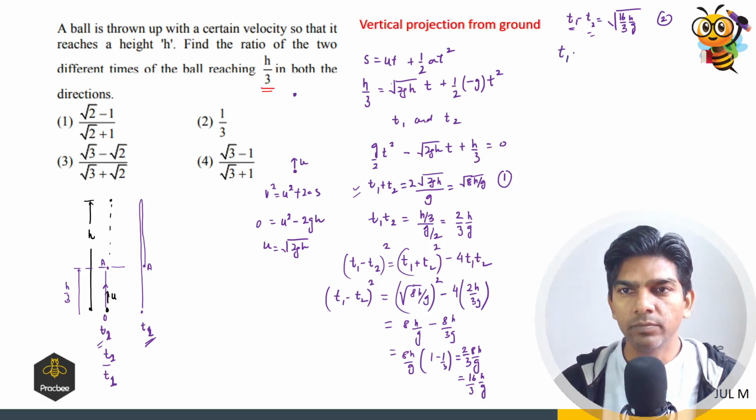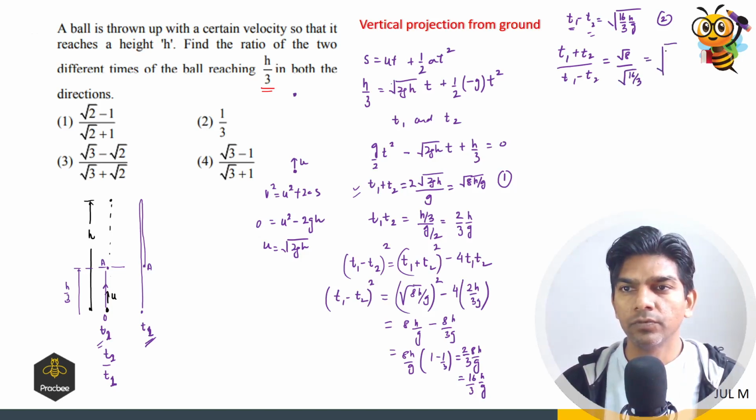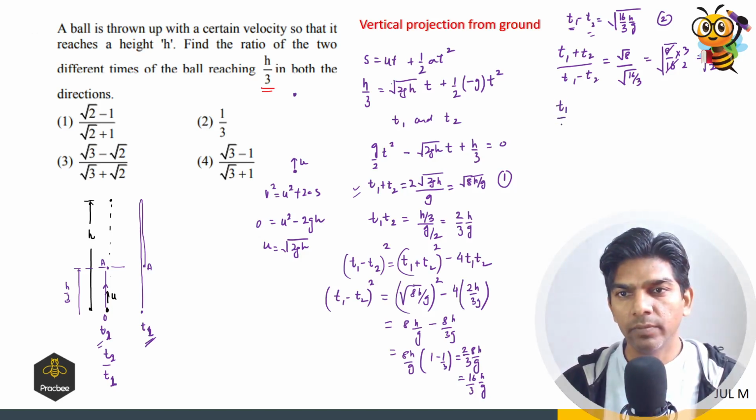So it will be t1 plus t2 divided by t1 minus t2, and this comes out to be, root h by g will get cancelled out. t1 plus t2 is root 8 divided by root 16 by 3, or we can write this as root of 8 divided by 16 times 3, so that will be 2. So it is root 3 by root 2. So t1 plus t2 upon t1 minus t2 will be root 3 by root 2. And if we use componendo dividendo, we will get t1 by t2 as root 3 plus root 2 divided by root 3 minus root 2.